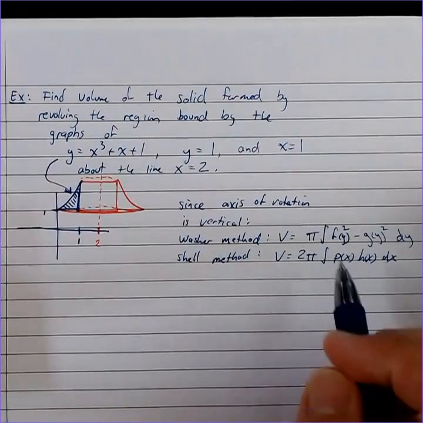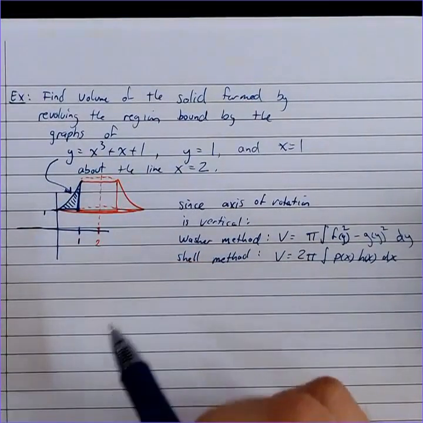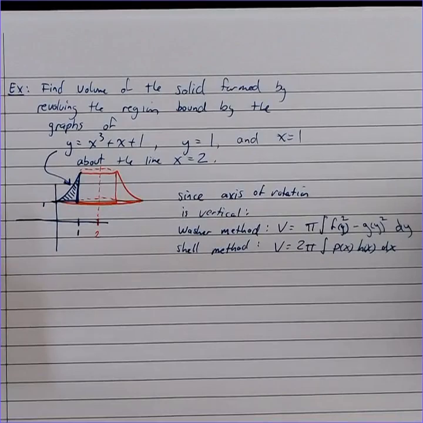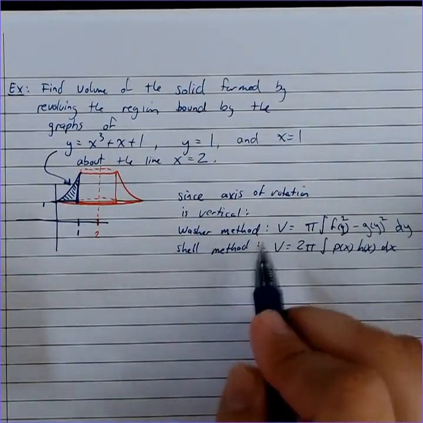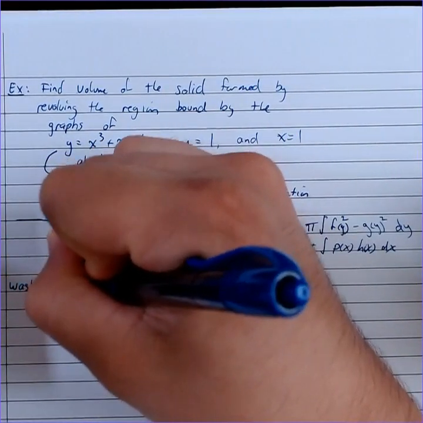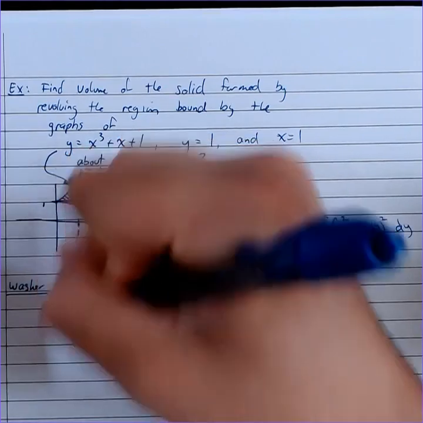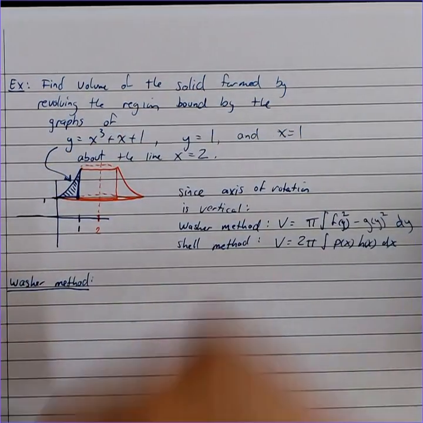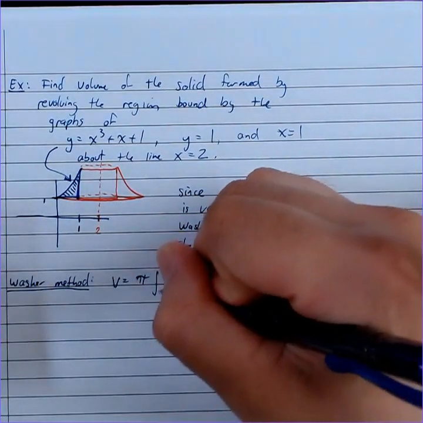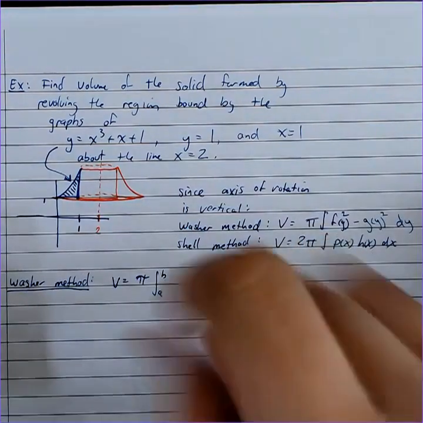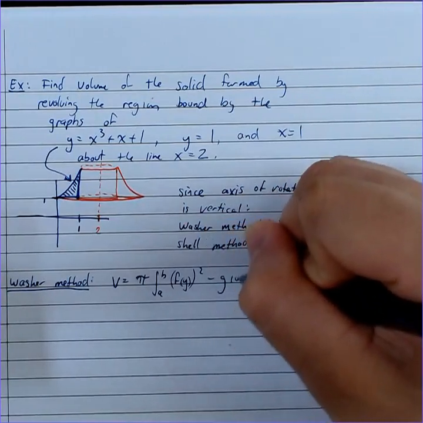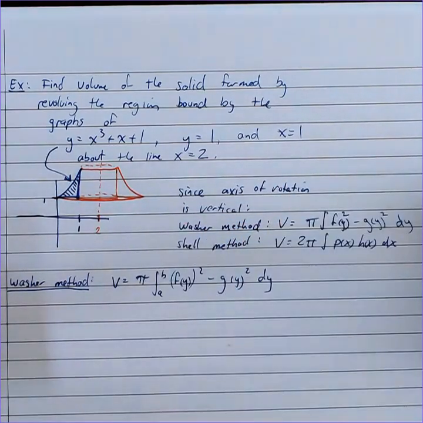Okay, so what's the problem? I have an equation here. I just substitute in whatever I like. Okay, so then let me just pick one and do it, right? Well, here it's not quite that simple. Let's say I try to use the washer method. Okay, so then that means I'm going to take volume is equal to pi times the integral from a to b of f of y quantity squared minus g of y quantity squared dy.